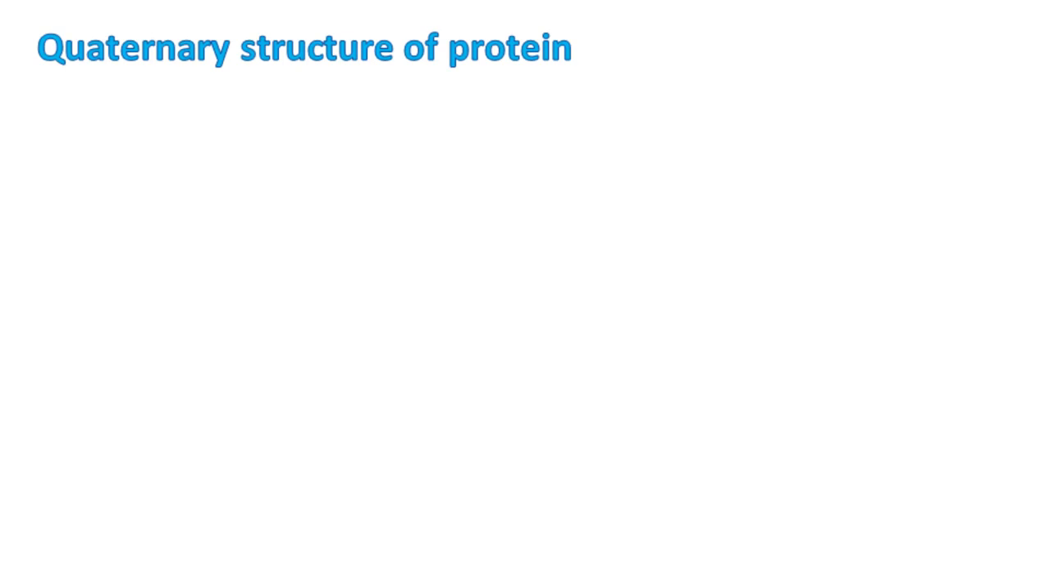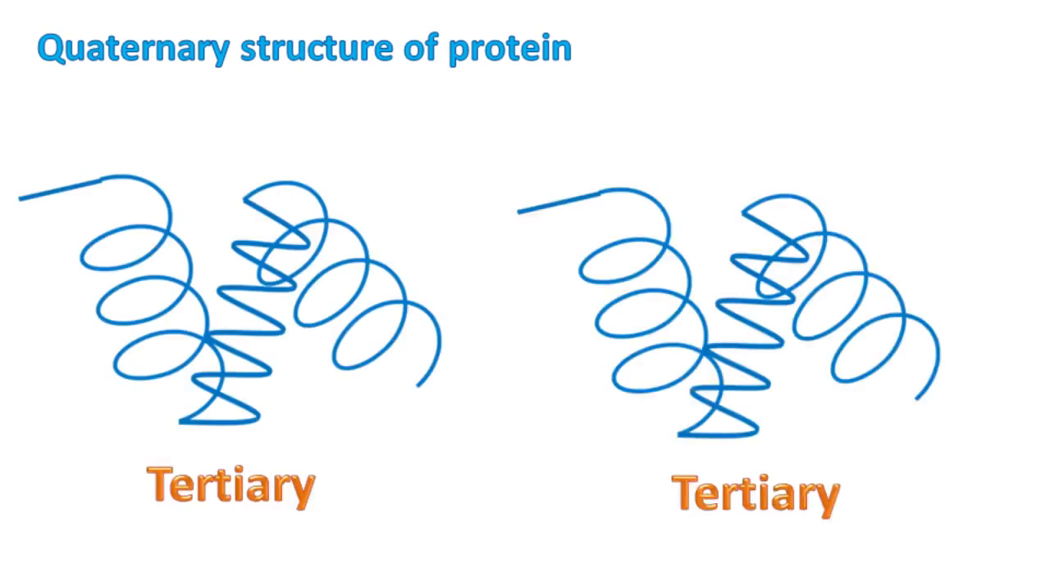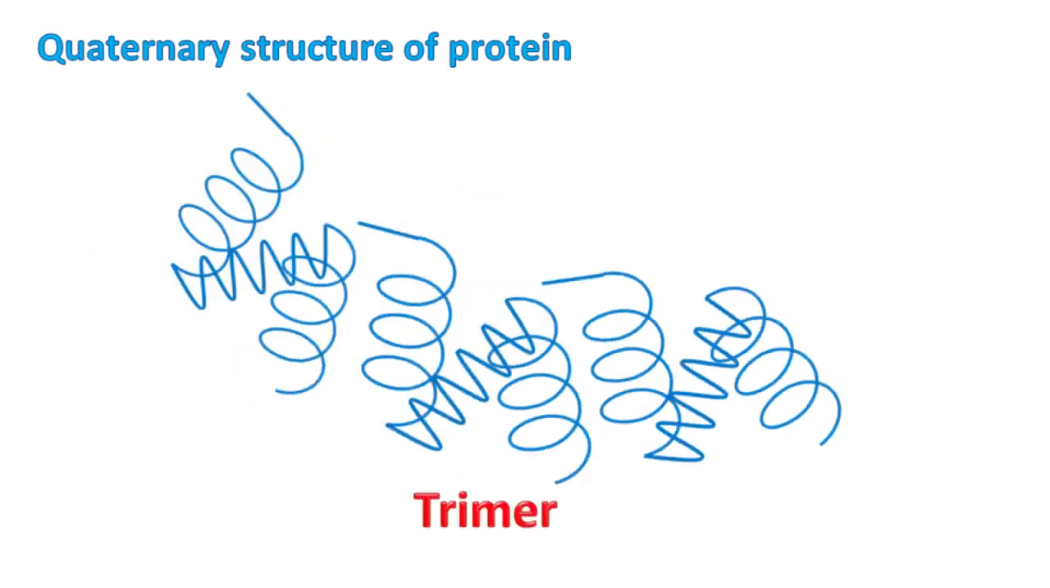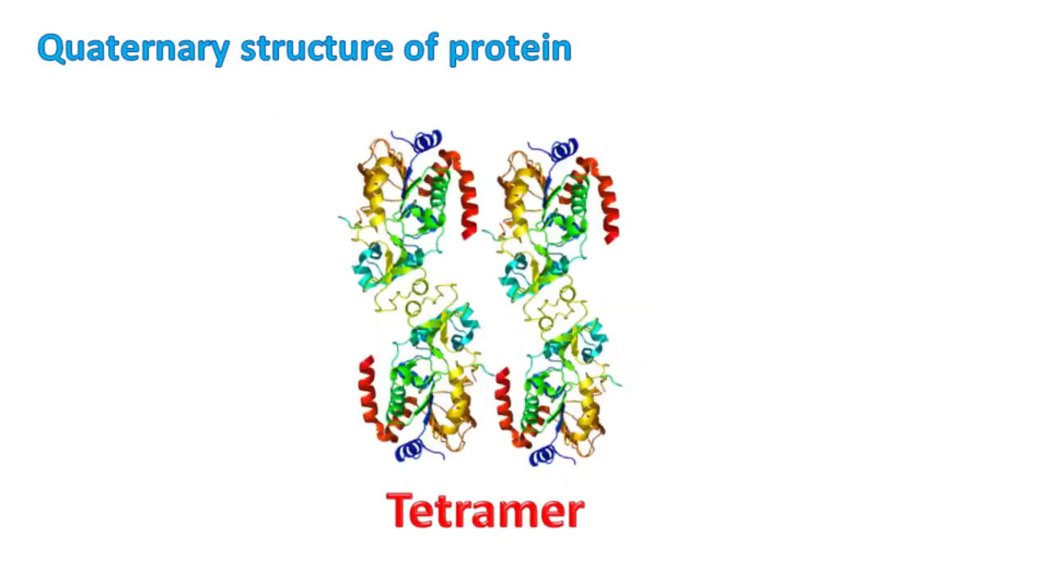Quaternary structure of protein. The protein having tertiary structure can further interact with other tertiary structured proteins to either form dimers, trimers, tetramers, and so on. The structure so formed is called quaternary structure. Most of the proteins in the cell have the quaternary structure.